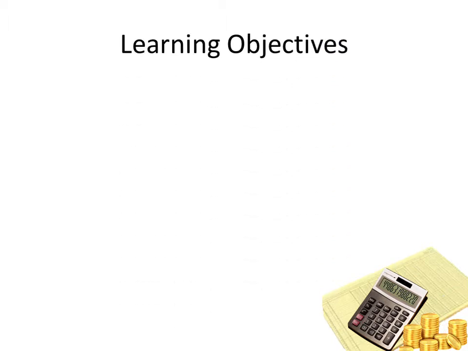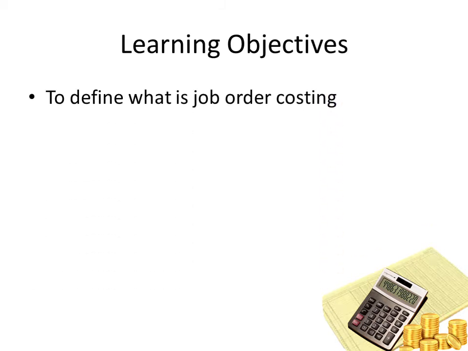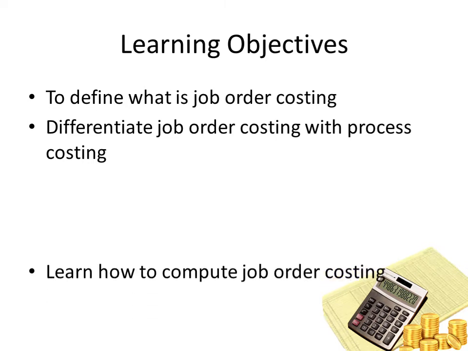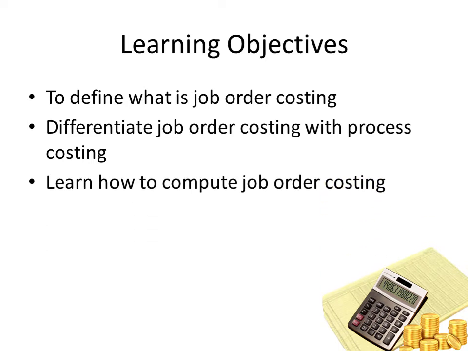So our lesson objectives for this one are: number 1, to define what is job order costing. Number 2, to differentiate job order costing from process costing. And 3, learn how to compute job order costing.